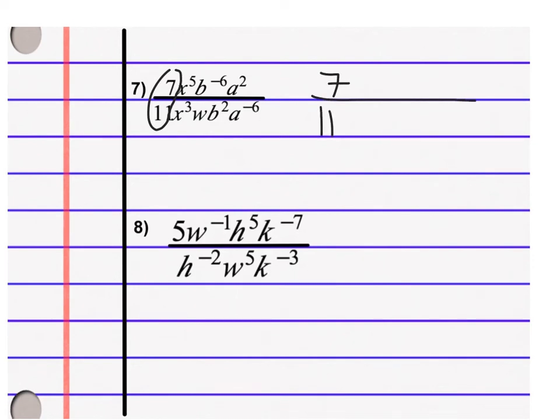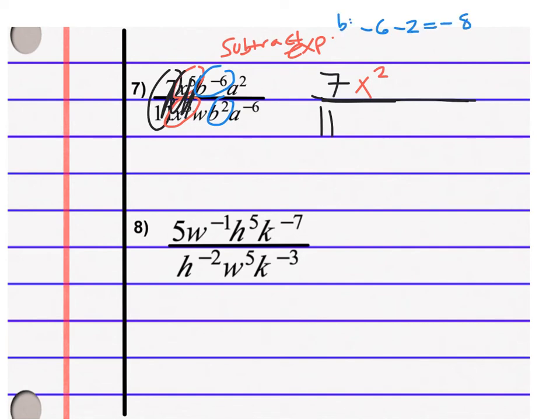Okay, for the x's, I have x to the 5th and x to the 3rd. Remember, for division, you subtract the exponents. So 5 minus 3 is 2. Since that's a positive 2, that's going to go on the top of my fraction. I'm going to cross off this stuff. Now I am on the b's. So I have b to the negative 6 and b to the 2. So I'm doing negative 6 minus 2. This is negative 8. Since I don't want a negative, I'm going to put b to the 8th on the bottom, or denominator, of my fraction.